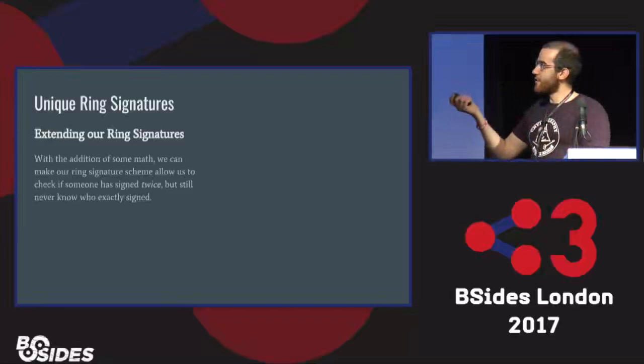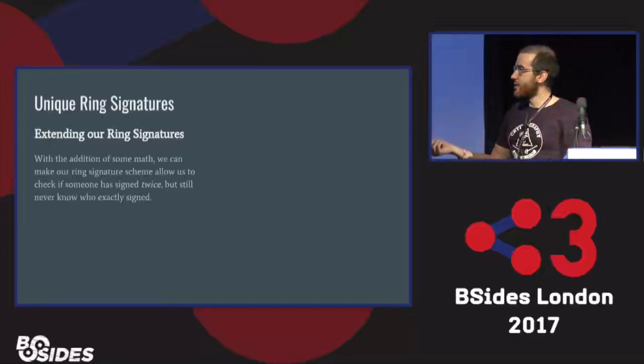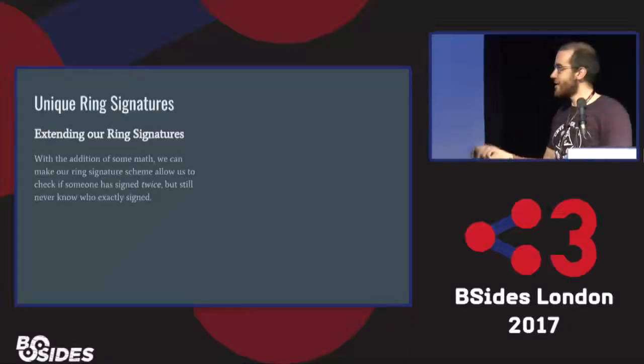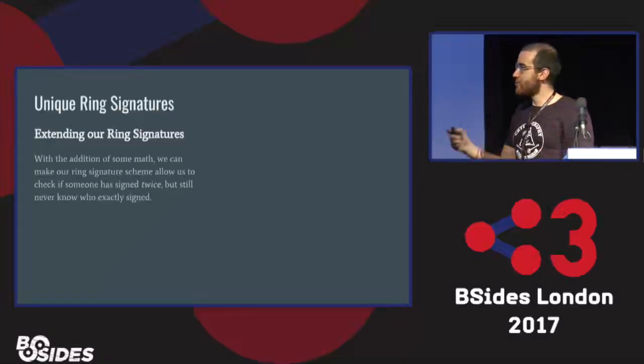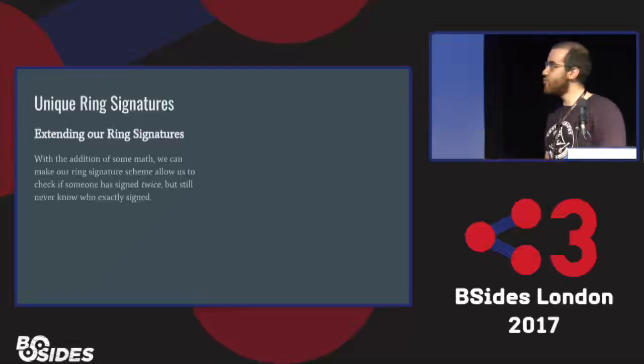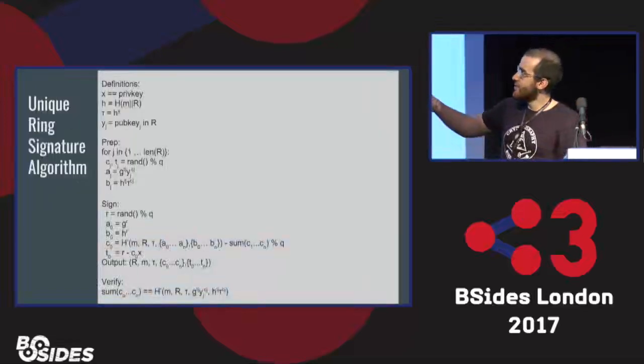So if you extend the ring signatures with some math, we can make our ring signature scheme allow us to check if somebody has signed twice, but we still never know who exactly signed. And how we do this over here, this is tau, the tag. I take the hash of the ring and the message, and this is a special hash function that doesn't hash into a number, it hashes to an elliptic curve point. I take the curve point and I power it by my private key.